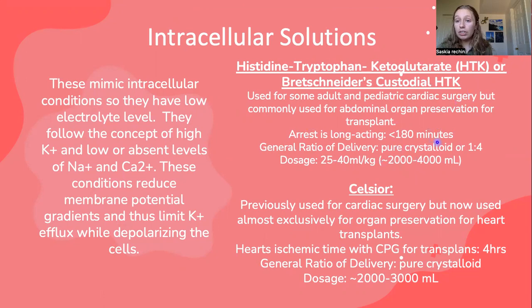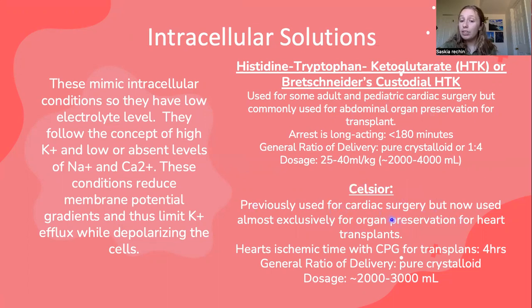But it's delivered pure crystalloid, or 1 to 4, and your dosage is 25 to 40 milliliters per kilogram. So that's like 2,000 to 4,000 milliliters per dose. Generally, because of the long time, you're not going to be redosing, but you can redose. And it's not widely used in cardiac surgery. It is more commonly used in abdominal organ preservation, transplants, or heart.